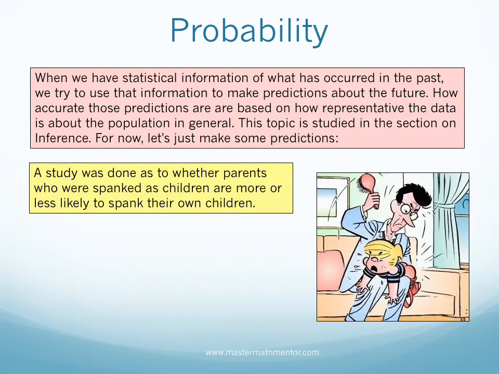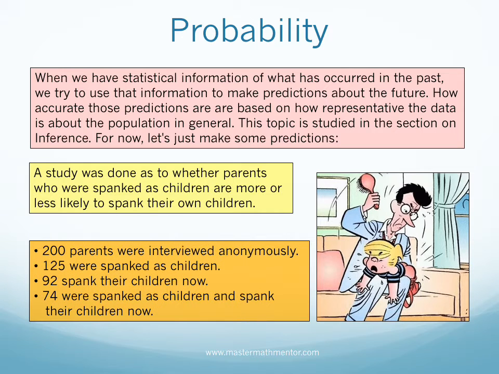We now make a leap into probability. Probability will take statistical information of something that occurred in the past and make predictions based on the results. For instance, we might do a study as to whether parents who were spanked as children when they did something wrong are more or less likely to spank their own children. It should be pointed out that we will be making predictions based on a study. How valid the predictions might or might not be will be studied in the section on inference.